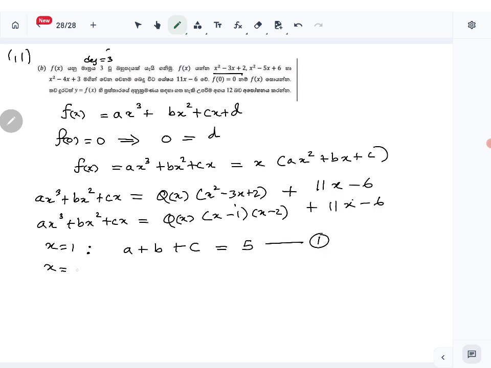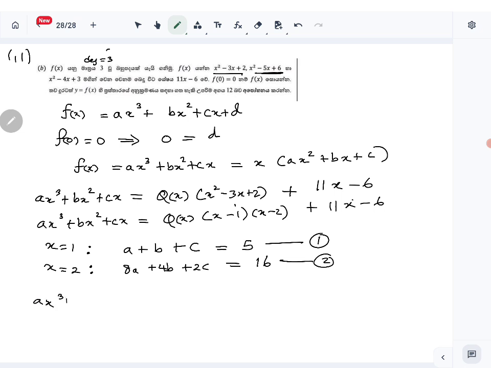Then substitute x equals 2, and you get 8a plus 4b plus 2c equals 16, since 22 minus 6 is 16. That is equation 2. Then we'll use the next divisor.